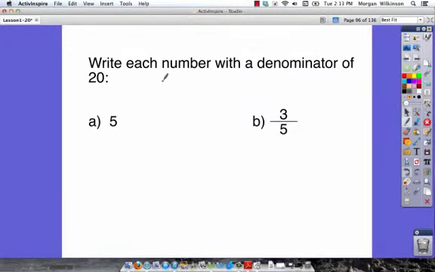Let's look at another one. Write each number with a denominator of 20. So 5, that's the same thing as 5/1. Remember, a fraction can also be a whole. We want it to have a denominator of 20.